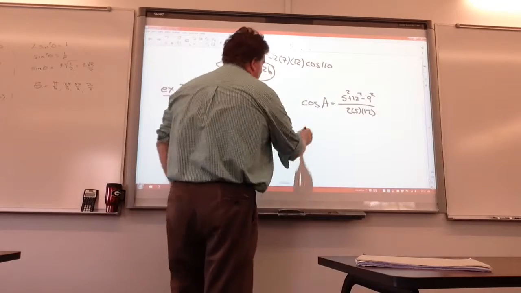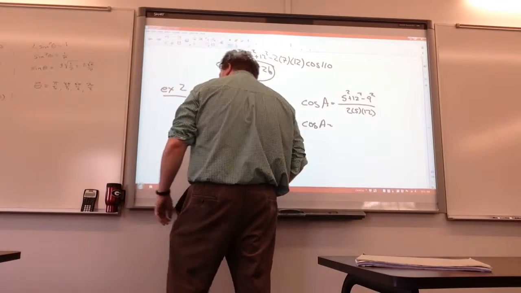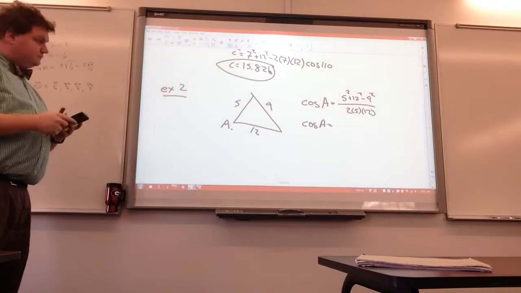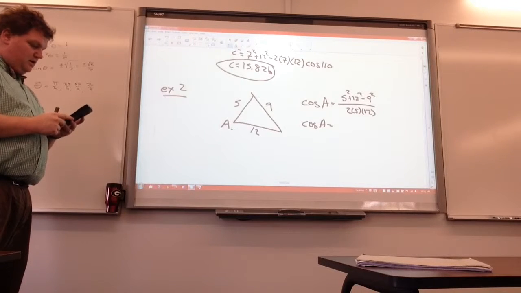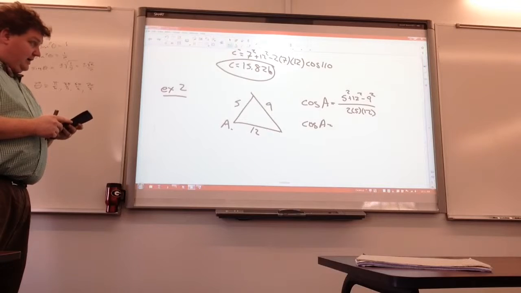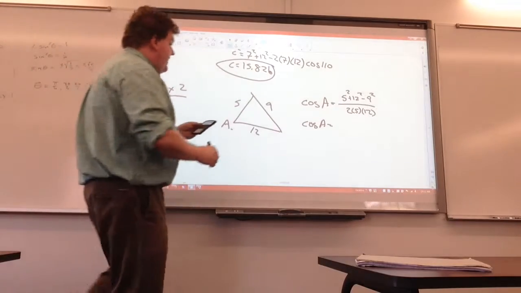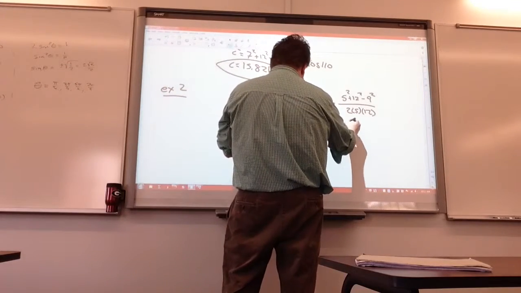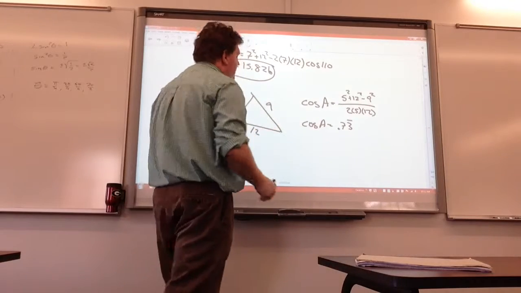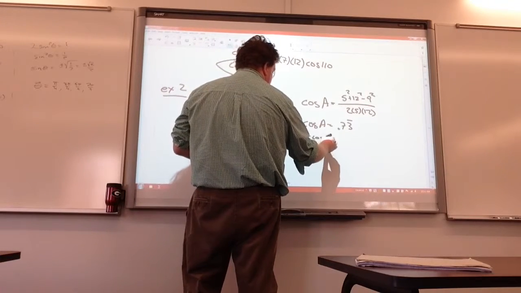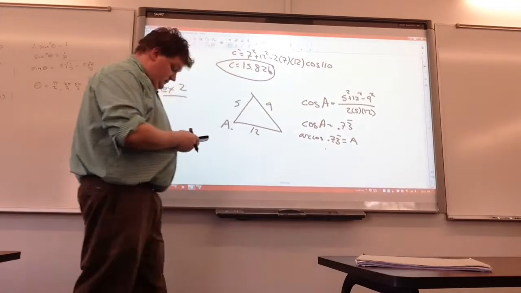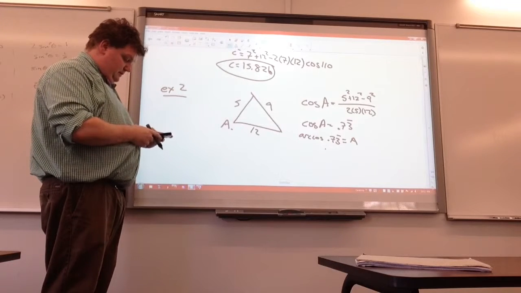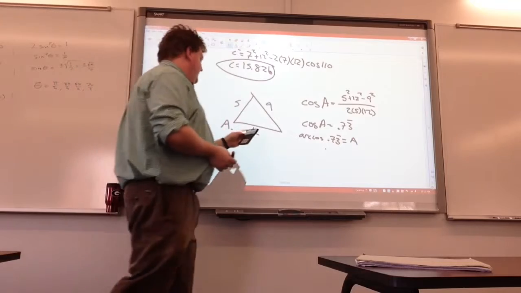So we figure out what that number is. Again, we just use a calculator at this point. It's 25 plus 144 minus 81, divided by 120. So I get the cosine of A is equal to 0.73 repeating. We just take the arc cosine of that. We get our answer, and I get 42.